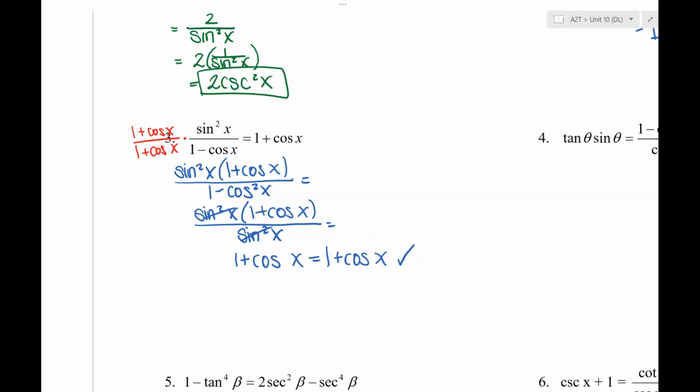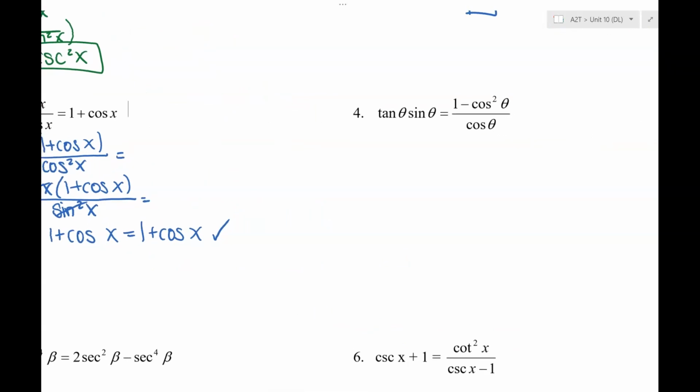Nice. Very nice. You could have maybe possibly seen that this could have been changed to 1 minus cosine squared x and then factored that out. That would have been fine also. You would have gotten the exact same answer, okay? Different ways to do it. Same result.